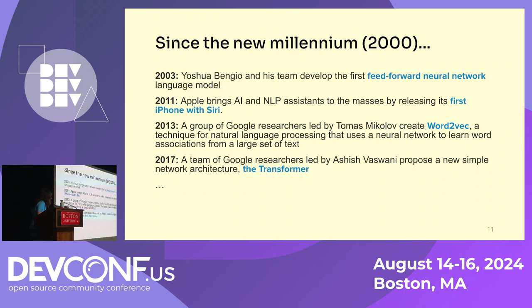I like to highlight 2013, when a group of Google researchers created word2vec. That's important because it forms the basis of vector databases, and the algorithms and research are derived from word2vec. Then in 2017, you might have heard of the paper with the famous tagline, attention is all you need. That was the transformer paper, led by a Google research team, with a simple network architecture. That's the precursor to the whole generative AI movement.